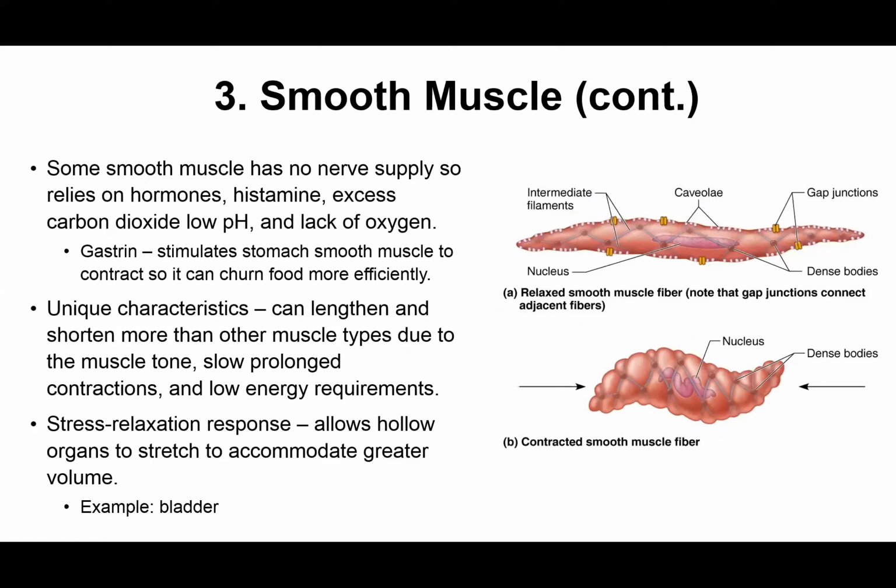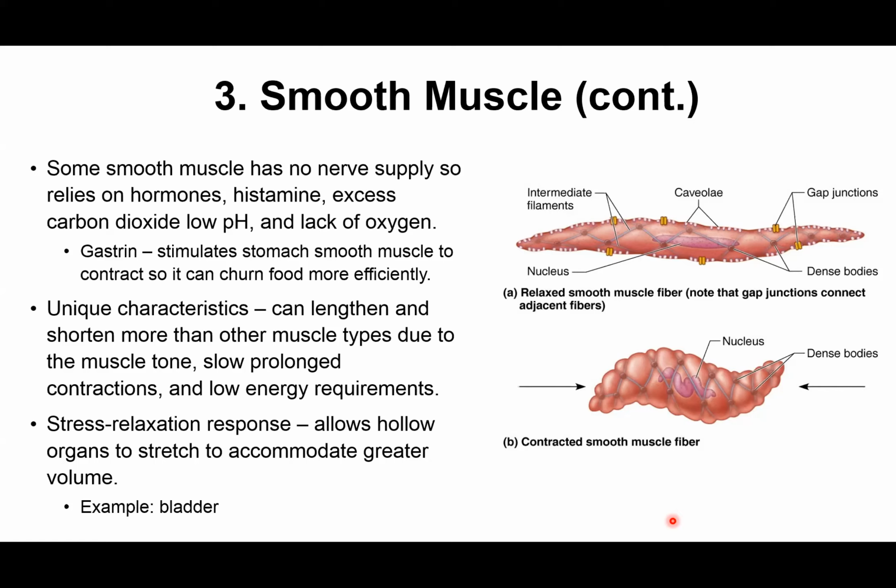Interestingly, some smooth muscle has no nerve supply, and so it relies on hormones, on histamine, also on excess carbon dioxide, and lack of oxygen. So for example, gastrin is a hormone that stimulates the stomach muscle to contract so that it can churn food more efficiently.